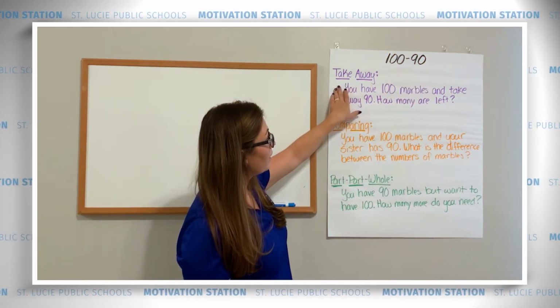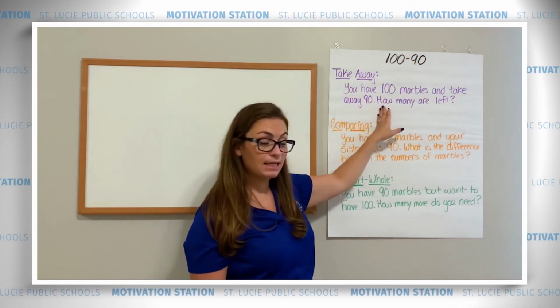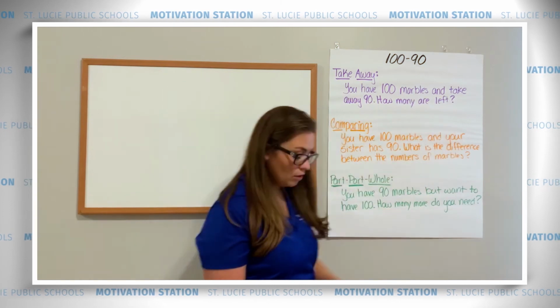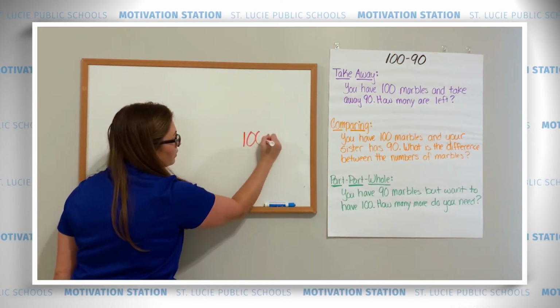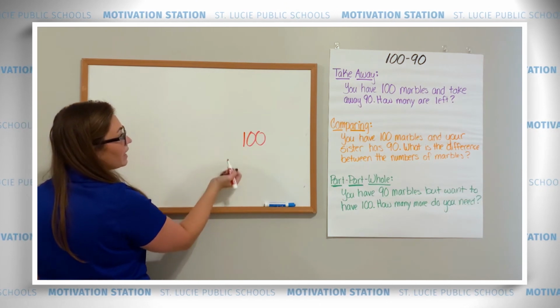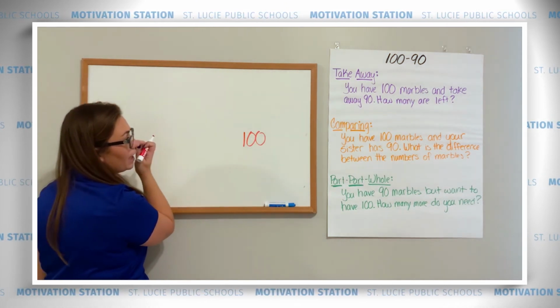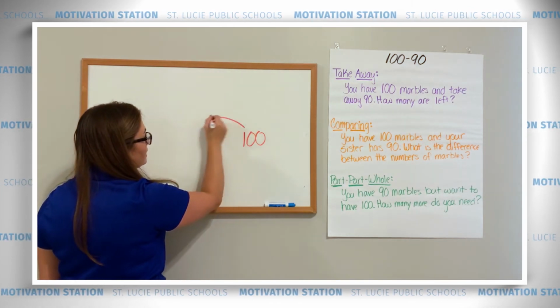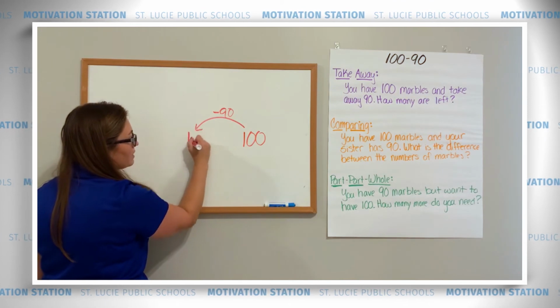For a takeaway problem, you might say, you have 100 marbles and take away 90. How many are left? We can solve that by saying we have 100 marbles and we're taking away 90, meaning we don't know what's going to be on the other side yet. So if I take away 90, I show minus 90, and the answer is 10.